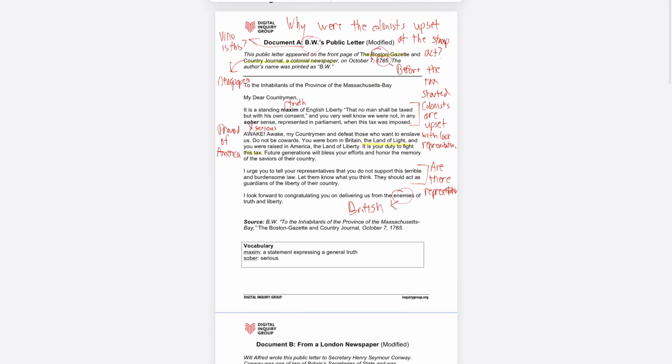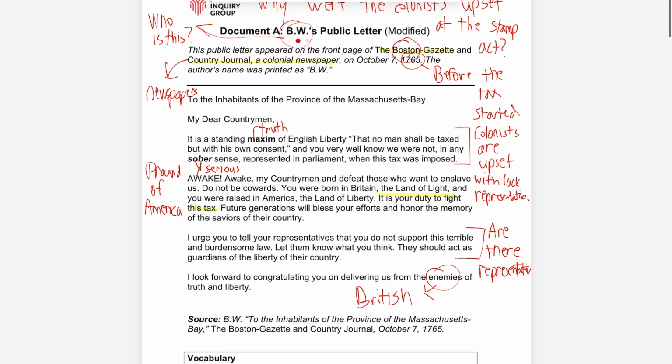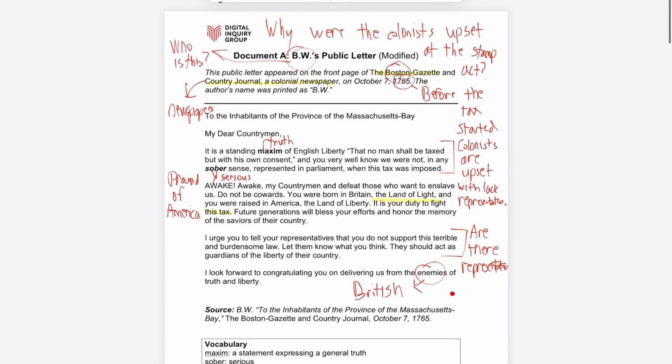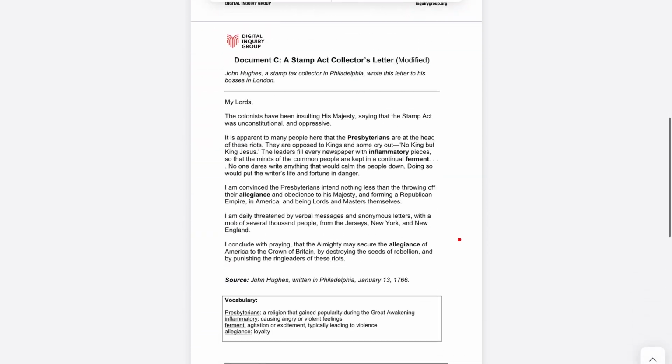So we can kind of overall gather that BW is upset with the lack of representation for the colonists, is proud to be an American, saying it's our duty to fight and future generations will bless the efforts, and then contacting representatives. That to me is very interesting. It almost goes against everything that we have learned. We're going to go ahead and take a look down here and talk through because I want you to get thinking about these different aspects. But let's go and look down here.